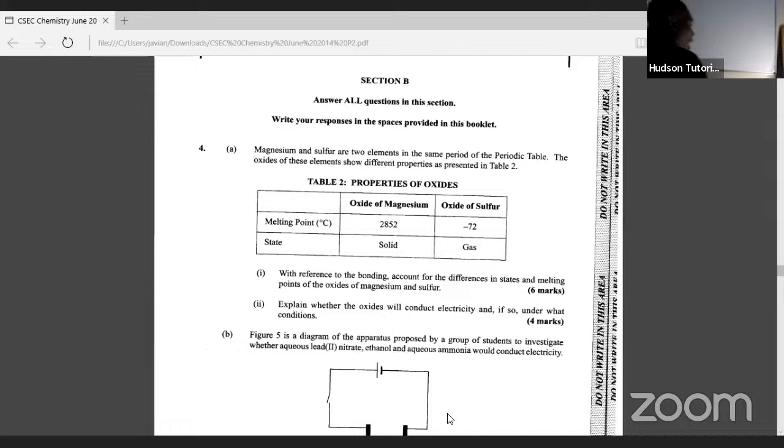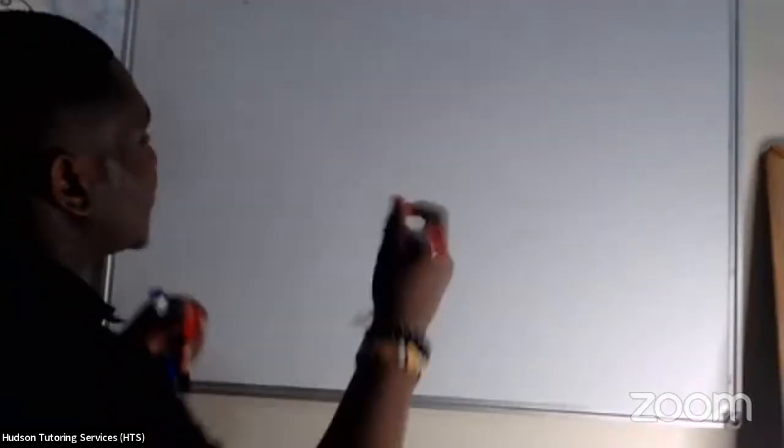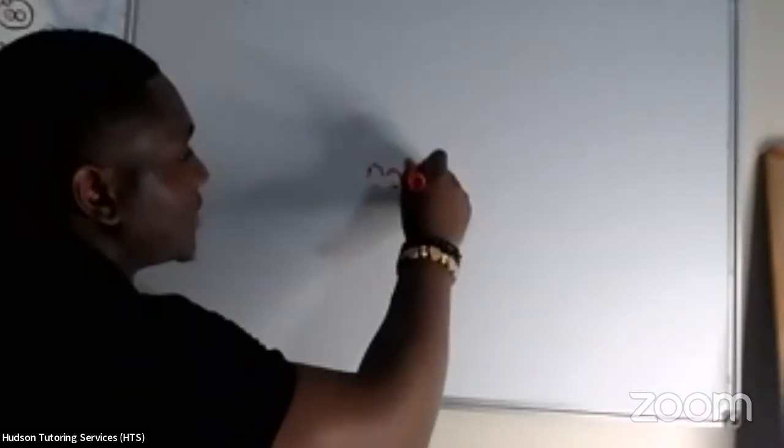So magnesium oxide, what do we know about ionic compounds, guys? Ionic compounds tend to do what? They conduct electricity in molten or aqueous state, because in those states the ions are able to dissociate. That is to say, let me go to the whiteboard. So when we have water, this is what is taking place. We have magnesium oxide.